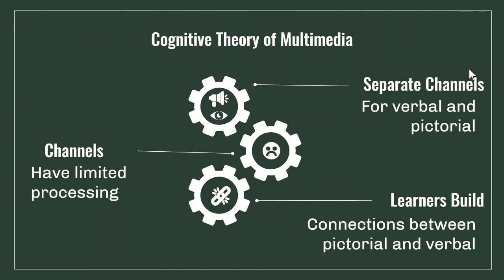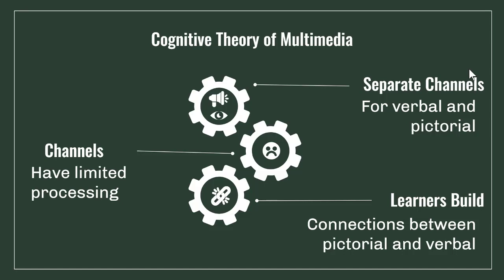The image on screen is a series of 3-wheel cogs. In the first, there is a loudspeaker and an eye. In the second, there is a frown emoticon, and in the third, there is a link icon. With this, let's further explore the cognitive theory of multimedia learning, which is based on the assumptions that 1. All people have separate channels for processing verbal and pictorial material. 2. Each channel is limited in the amount of processing that can take place at one time. And 3. Learners actively attempt to build pictorial and verbal models from the presented material and build connections between them.